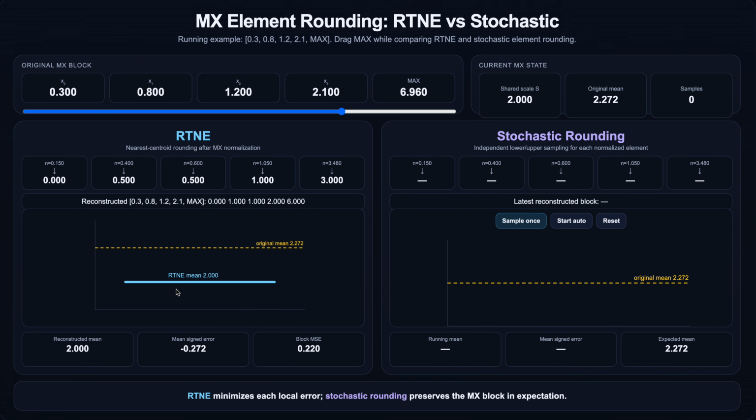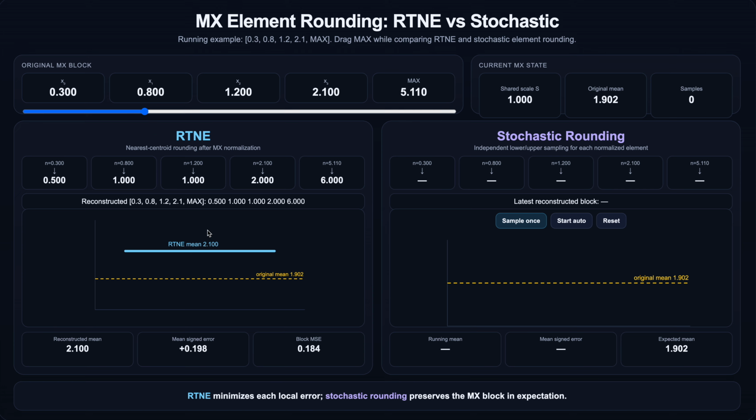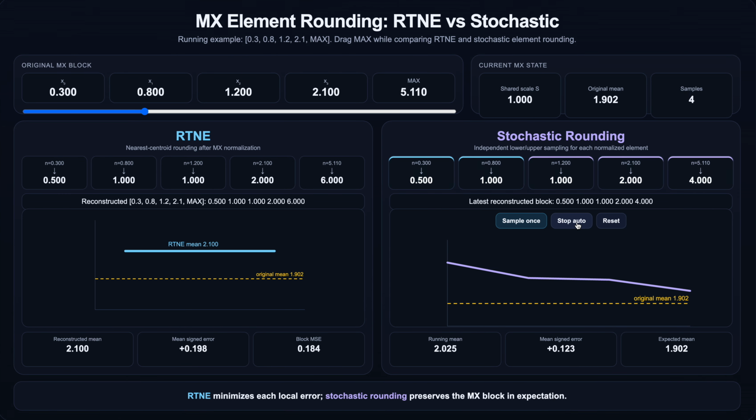I can change this. So right now there's a negative bias. I can move it to a positive bias. So this has a very positive bias from RTNE, and you cannot fix that using RTNE. But using stochastic rounding, I should be able to fix that. And my original mean is 1.902, and I want to achieve that. So let's start auto in stochastic rounding and take many samples.